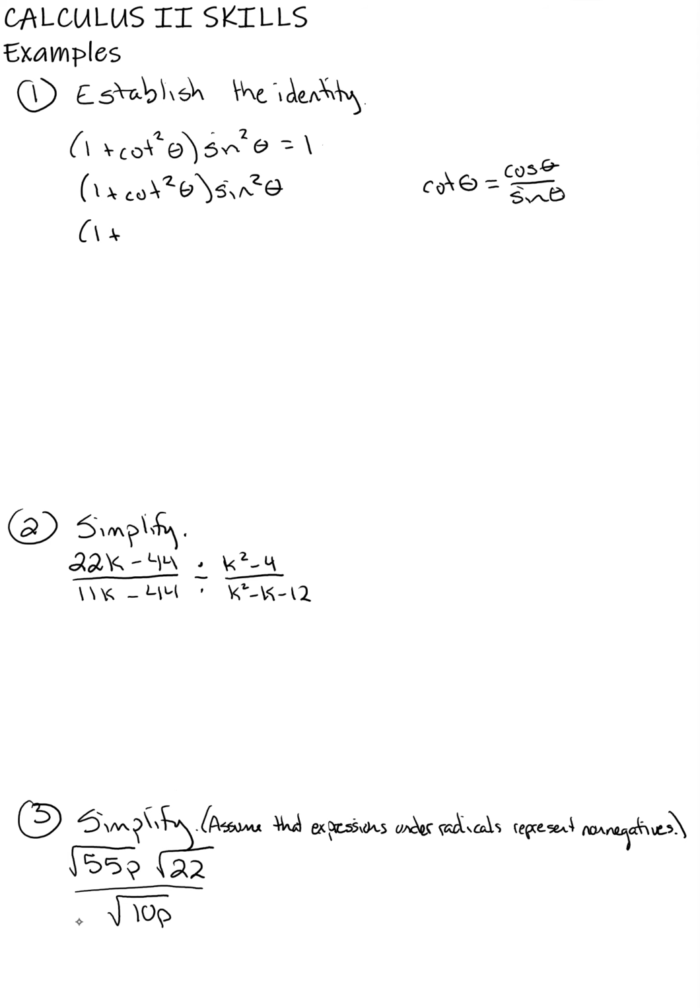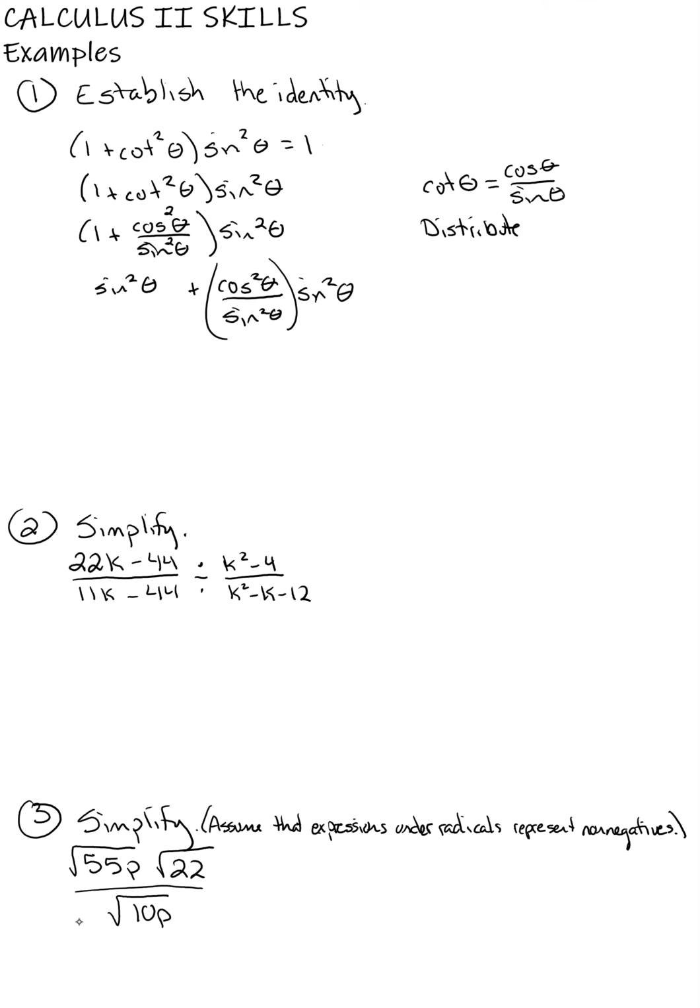I have 1 plus cosine theta over sine theta, but since that cotangent is squared, we're going to go ahead and square both of those. All of this is still being multiplied by sine squared theta. Now we'll go ahead and distribute that sine squared. That gives us sine squared theta times 1, which is simply sine squared theta. I guess I don't need those parentheses anymore. Plus, and then we'll take cosine squared theta over sine squared theta, multiply that by the sine squared as well.